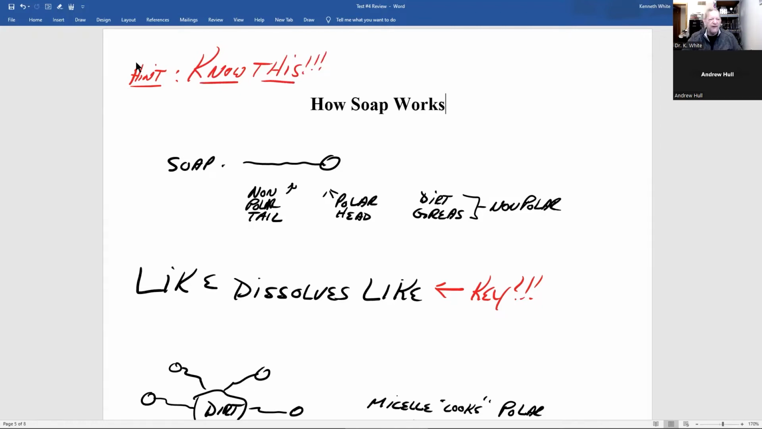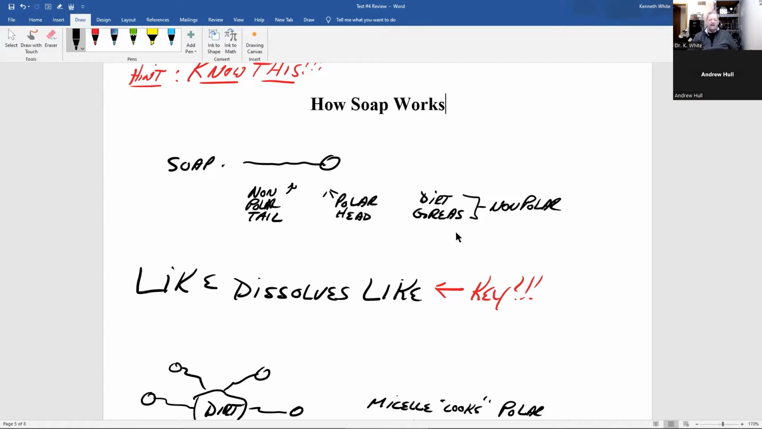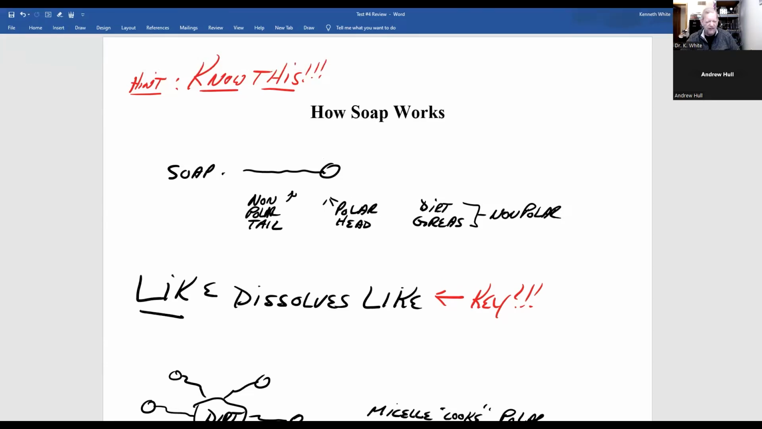And how does soap work? You should know the structure of soap is a non-polar tail, polar head. And the key to the puzzle is like dissolves like. What I don't have up here, I should. And you should know water is polar, dirt and grease are non-polar. And like I said, like dissolves like is the key to the puzzle.